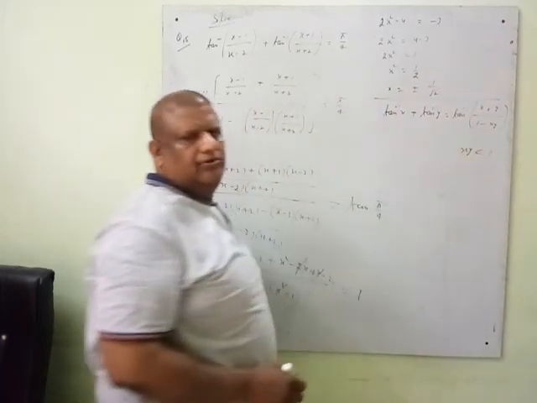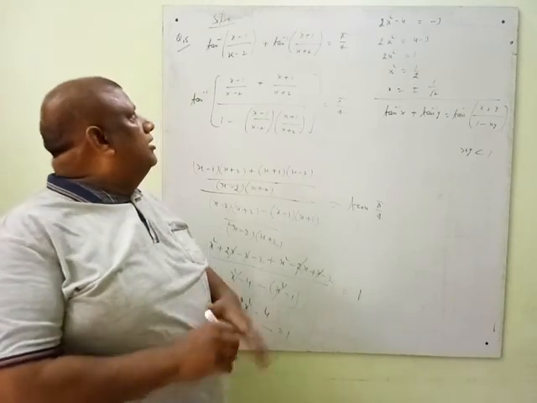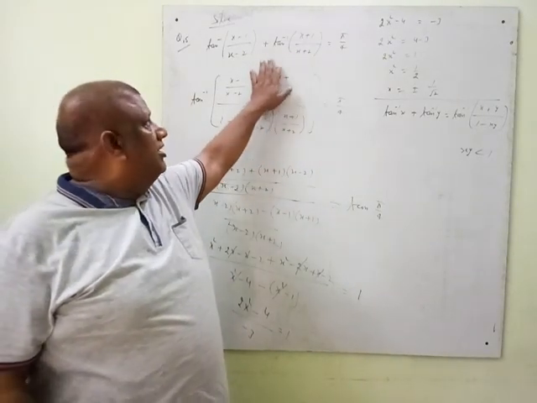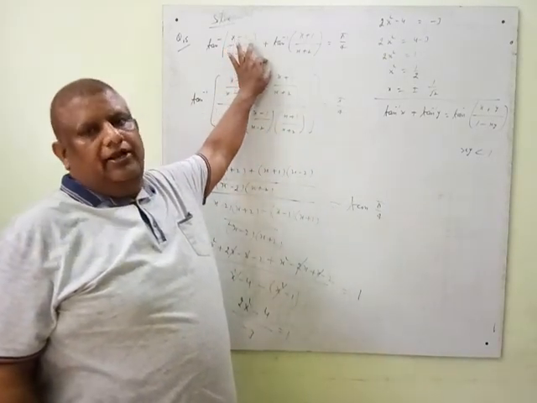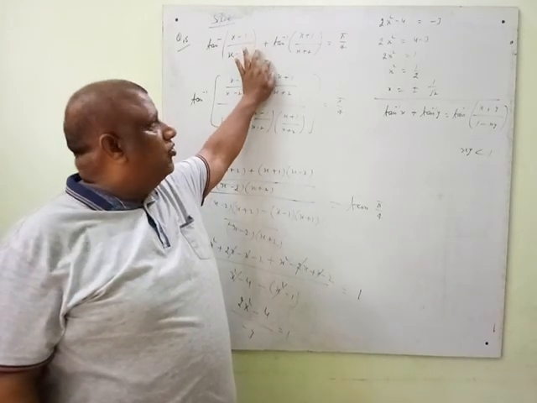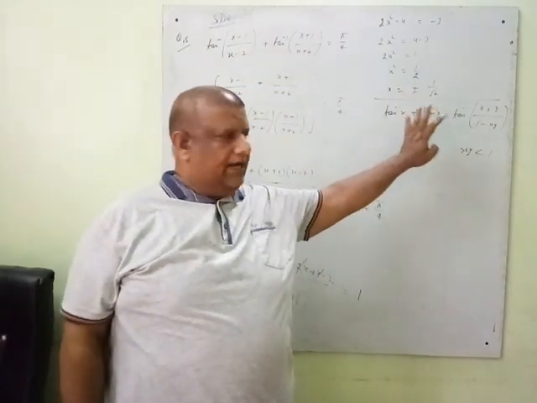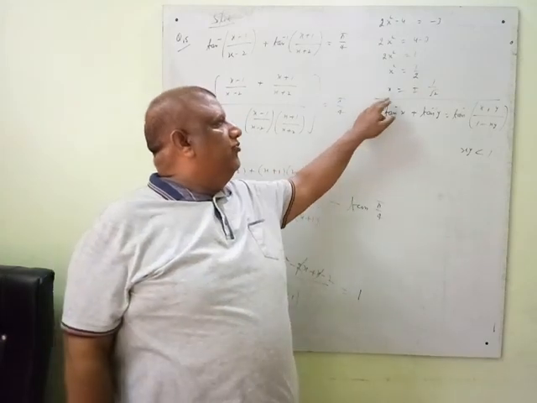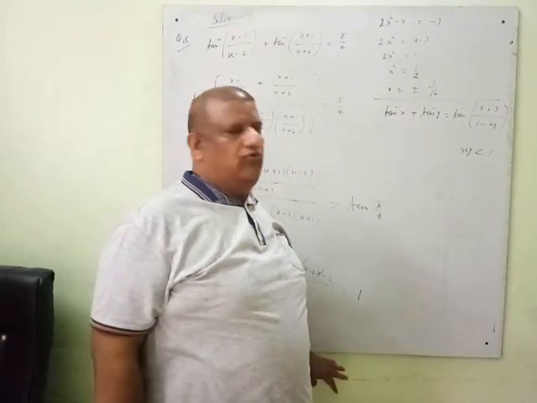This is the question. Again I am repeating, it is not an identity. It is an equation we have to solve, means we have to find the value of x. By solving this, we get the value of x is plus minus 1 by root 2. Thank you.